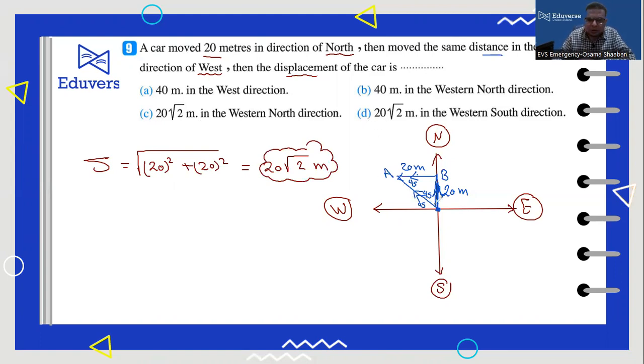So 20 root 2 meters, option C or D. But here, this is the displacement. Yes, that means with the north, the western north direction, but not western south. Okay, so I will choose C.